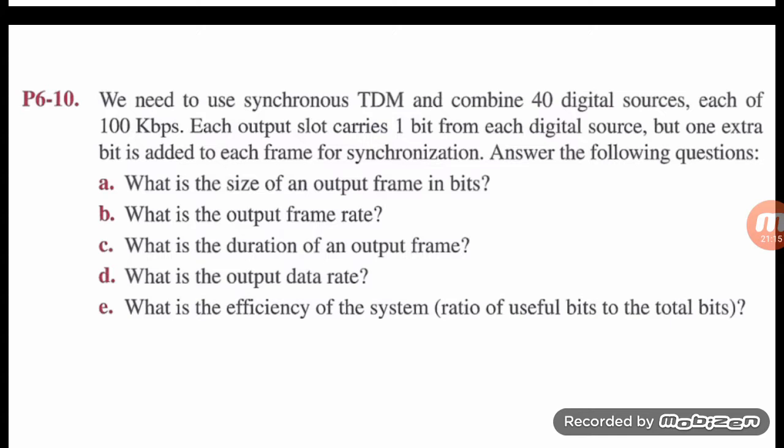Answer the following questions. Part A: What is the size of an output frame? You just told me 41, right? What is the output frame rate? Now you solve all these. They're exactly the same as the previous ones. Part A you have done. It is 41 bits.